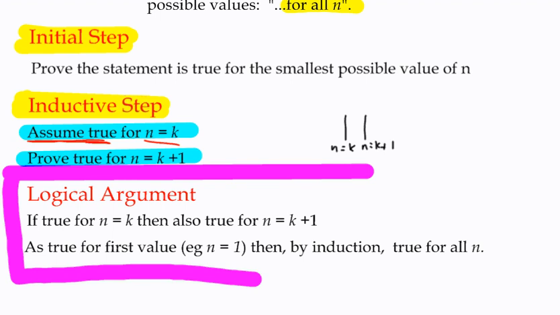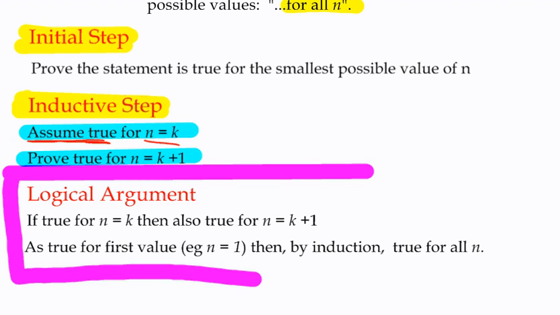Because it's true for n equals 1, then k plus 1 has to be 2, and then 3 and 4. In other words, we've shown that if it's true for n equals 1, it must be true by induction for all values of n. Okay, that's the structure of it. We'll come back to that in a moment.